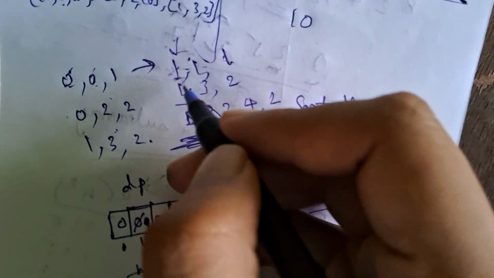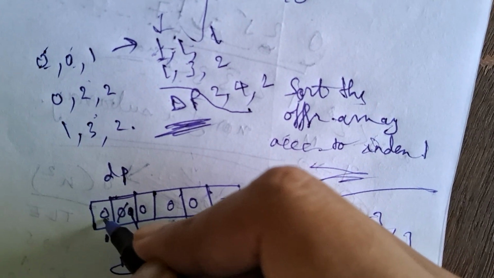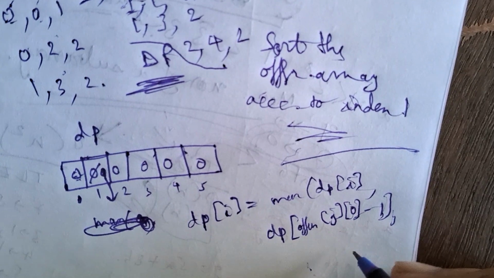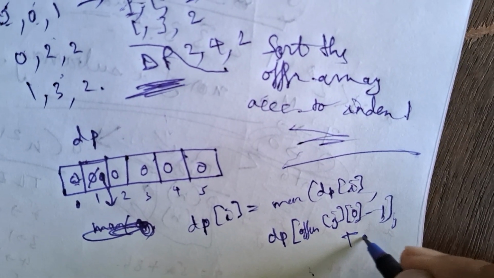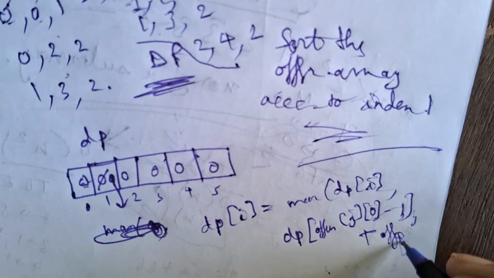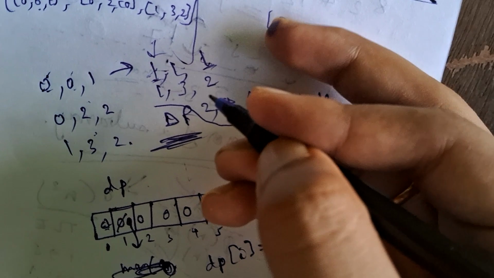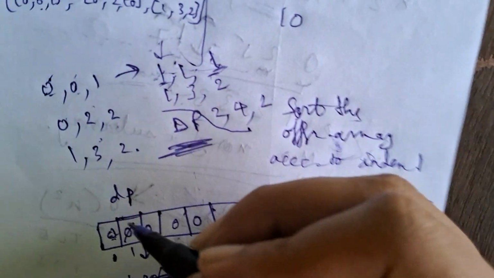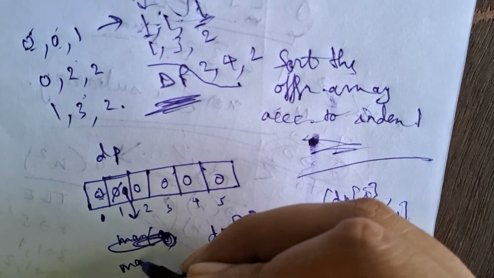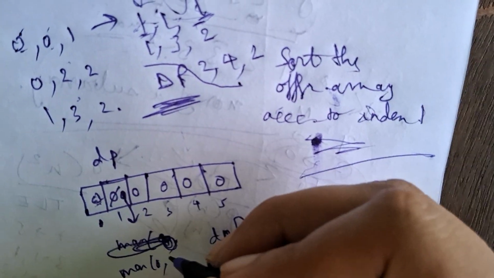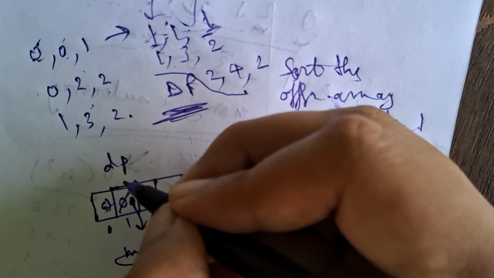So 1 minus 1 is 0. Whatever is in this position, we have to check this and add to it plus offer[j][2], that is the gold, how much gold I am going to get. So that is plus 1. So this is basically going to be the maximum of 0 and 0 plus 1, so we rewrite it as 1.